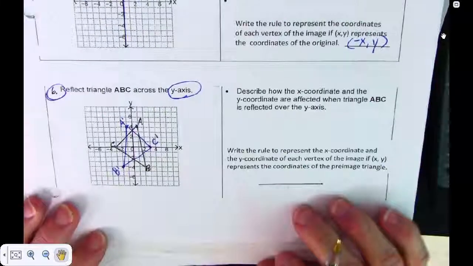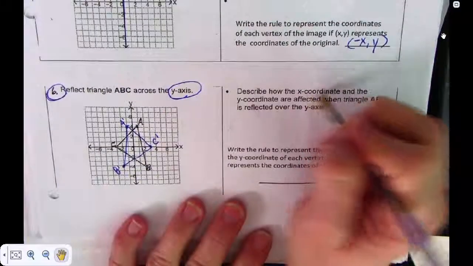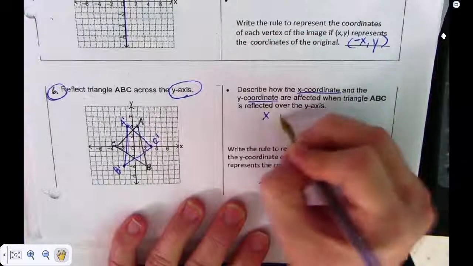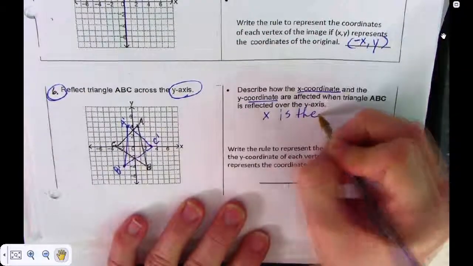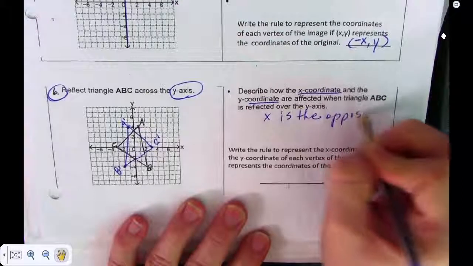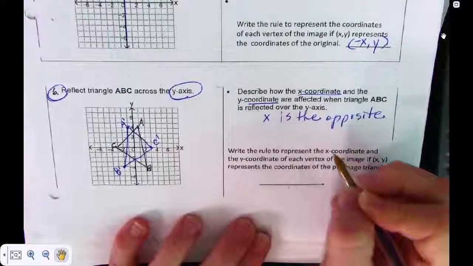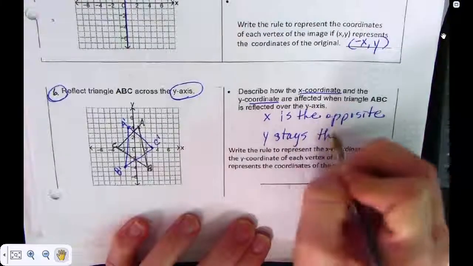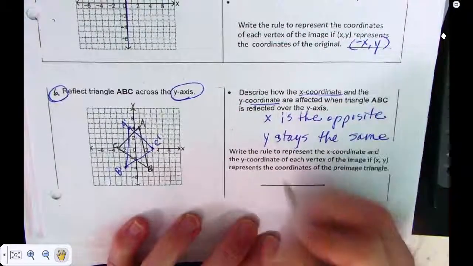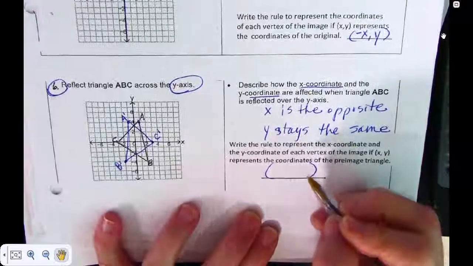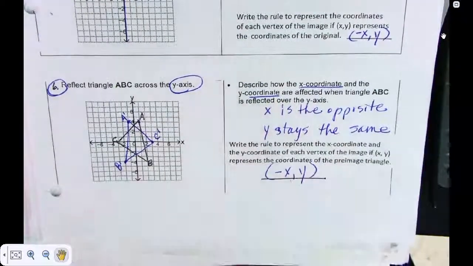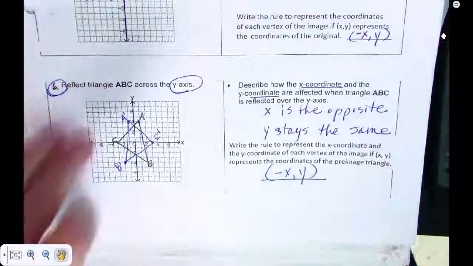What happens when I go over the y-axis? The x is the opposite, or you can say x changes signs, y stays the same. So what's the rule? Negative x, positive y. Easy.